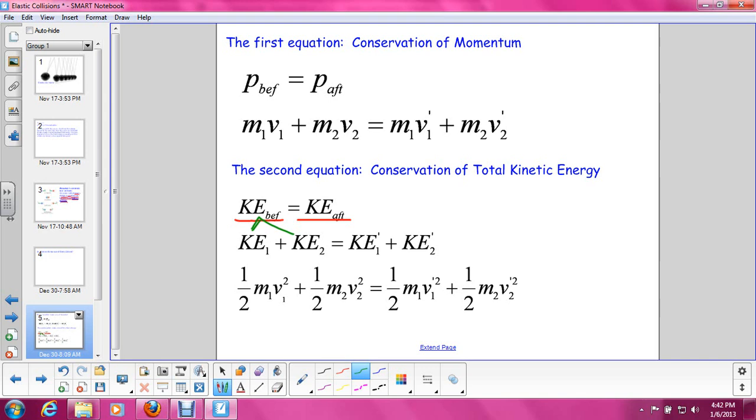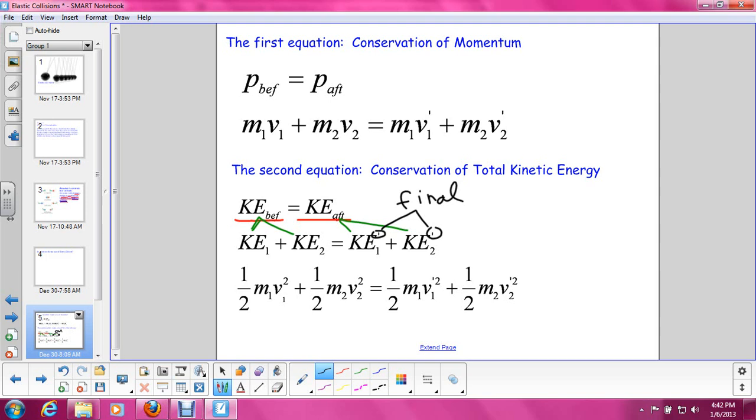So here we have two objects. So we have the kinetic energy of object 1 before the collision, and we add it to the kinetic energy of object 2 before the collision. And that has to be equal to the kinetic energy of object 1 after the collision plus the kinetic energy of object 2 after the collision. Remember, we're using our primes here to mean final.